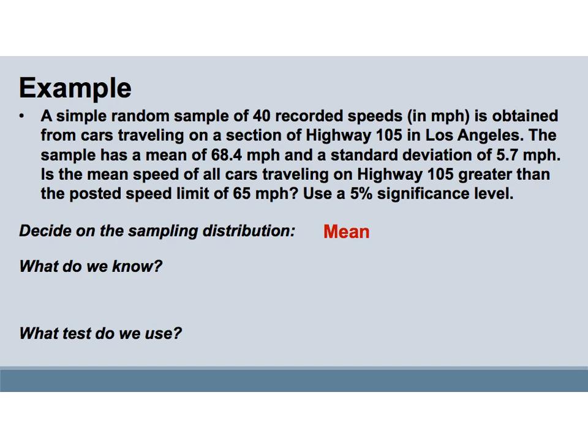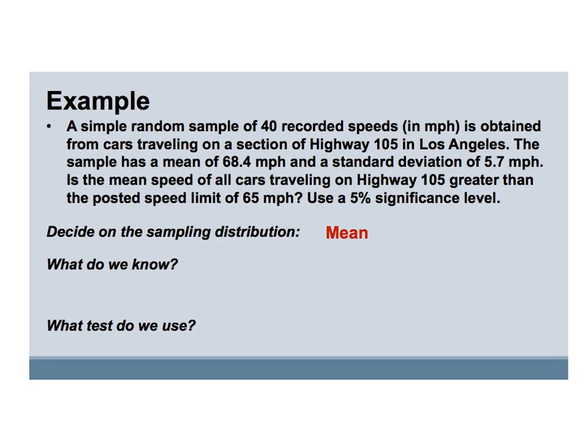So now I want to figure out what I know, so I know which test to use. Alright, well I've already used the 65, so I don't care about that anymore. It says a simple random sample of 40, so I know N is 40, obtained from cars traveling on a section of Highway 105. Well, that 105 is just the highway name. I don't need to do anything with it. The sample has a mean of 68.4. So the sample mean is 68.4.